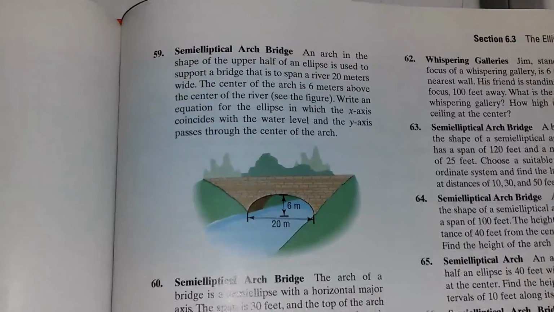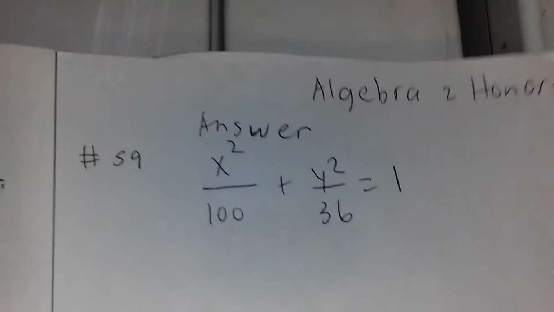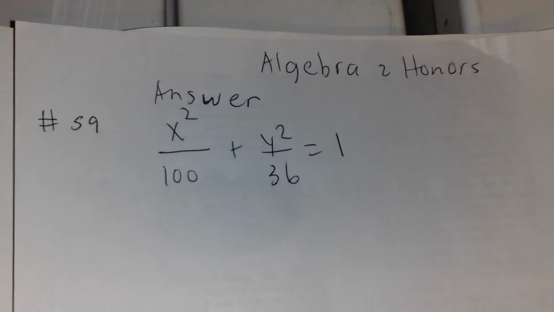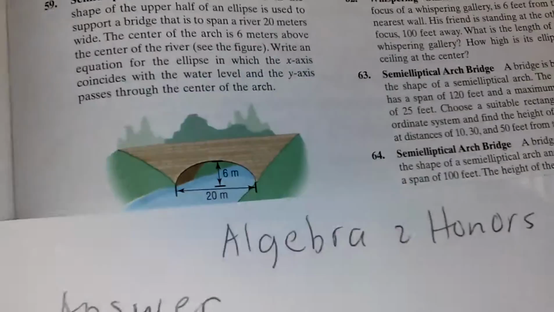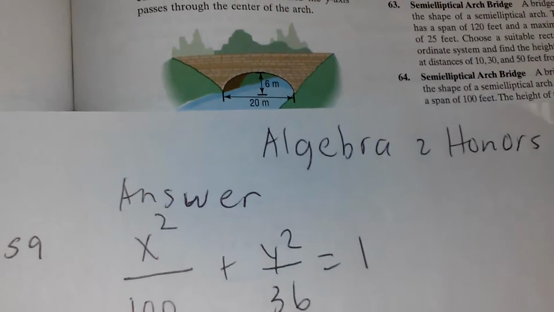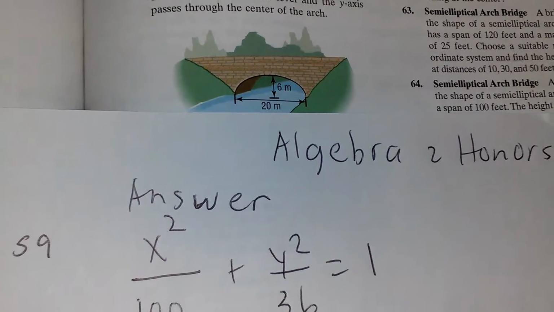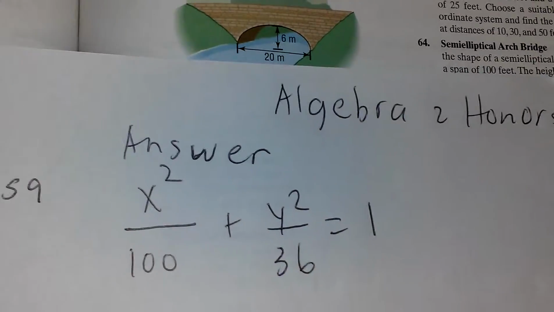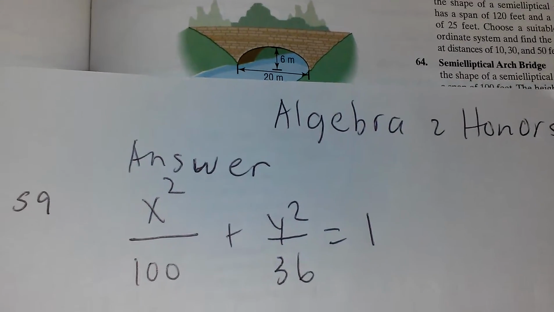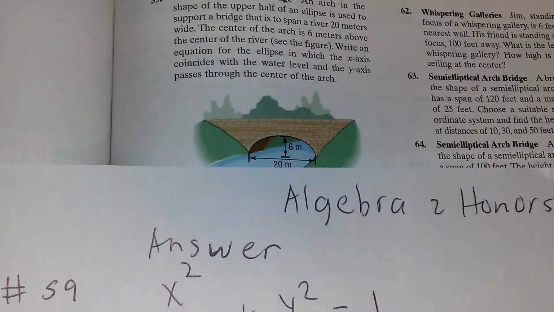So this is an ellipse, so we have the formula of an ellipse, x squared over a squared plus y squared over b squared equals 1. So we just take half of 20, which is 10, and you square it, you get 100, and then 6 is basically itself. So you have y squared over, and you square that, you get 36, equals 1. That is the equation of the ellipse.